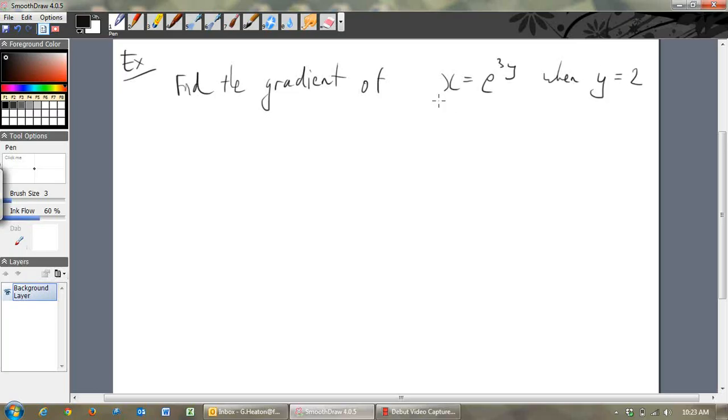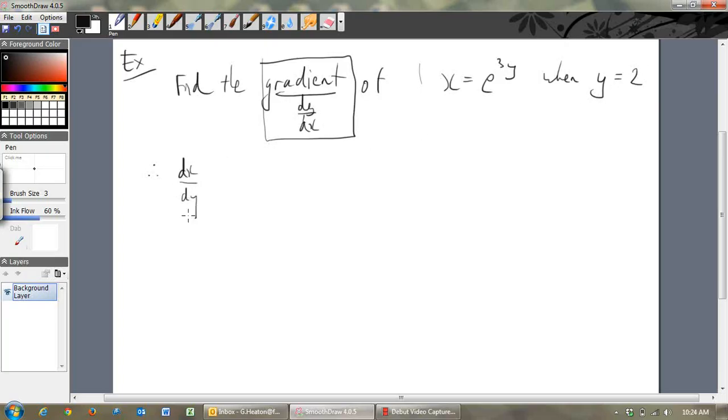Okay, so let's do that. Remember, the gradient is dy by dx. So that's what we need to find, dy by dx, but we've only got x as a function of y. We could rearrange this, and that's not actually too bad, but the easier way to do it is just do this, especially because y is equal to 2. We want it in terms of y anyway, so much easier.